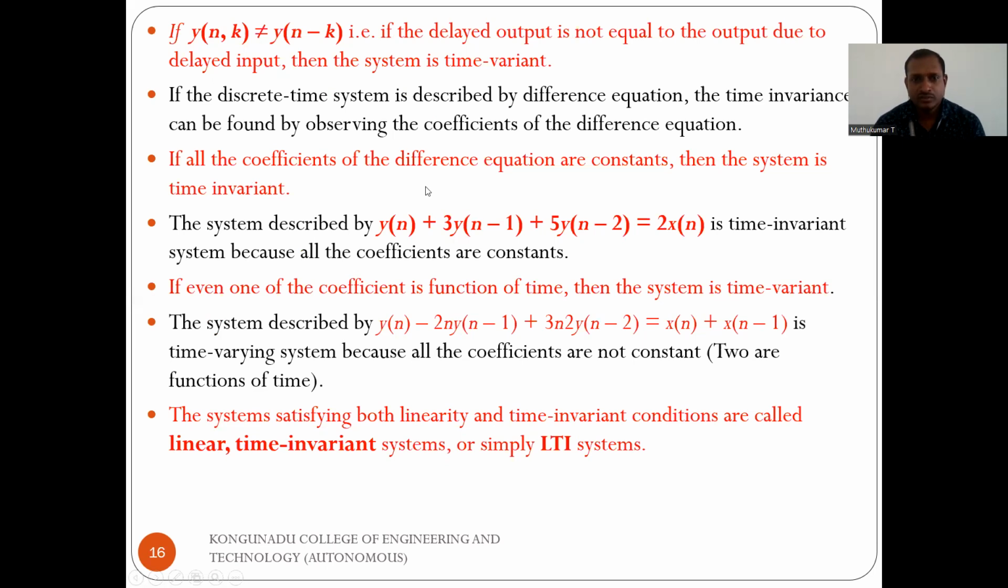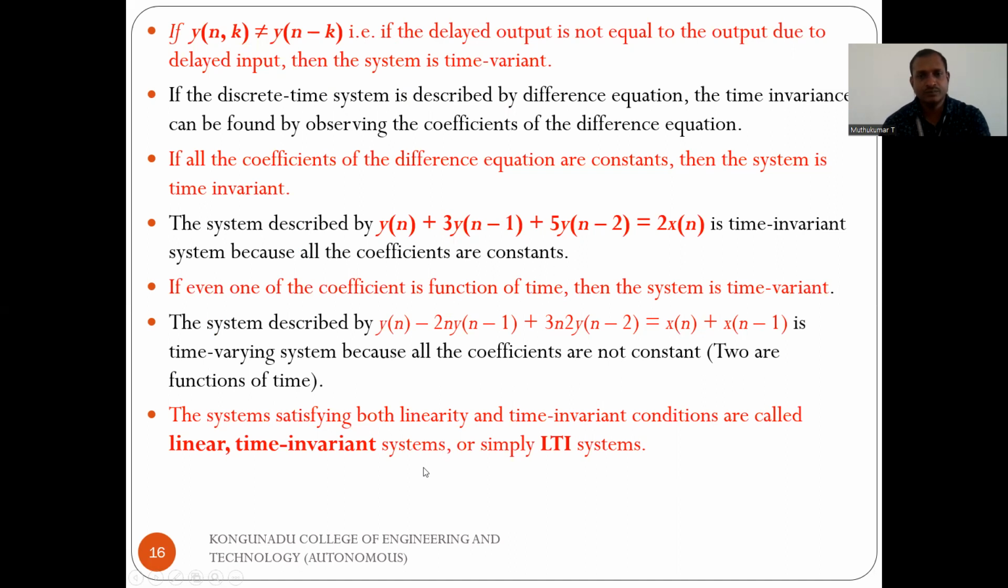If all the coefficients of the difference equation are constant, the system is time invariant. For example, in this equation all the coefficients are constant, so it is called a time invariant system. If even one of the coefficients is a function of time, then the system is time variant. Here, in y(n) minus 2n y(n minus 1), n is with respect to time, so the coefficient is a function of time and the system is called a time variant system.